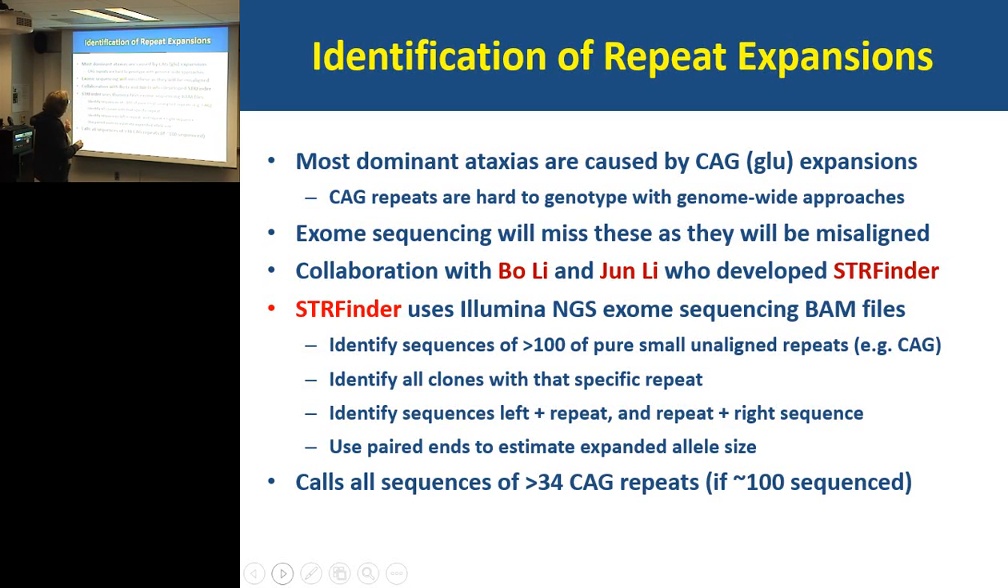And now exome sequencing will find new mutations. We have identified about 10 different ataxias that way, and it's fine to find them, but we cannot find anything like CAG expansions. So if there is a new gene with a new expansion, we would miss it.